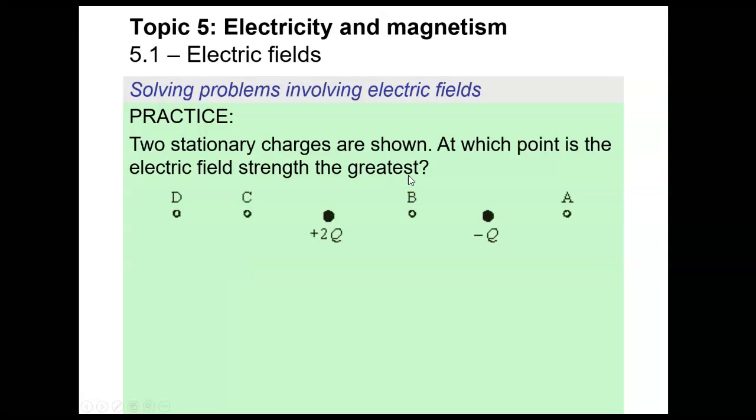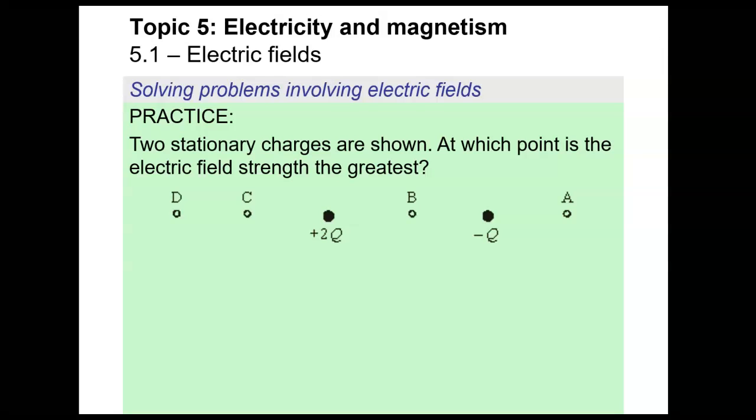This type of problem is a very common type of problem that you'll see on IB questions, where it doesn't necessarily require any calculations, but it requires you to understand the concept and the equation of kq over r squared for electric field strength. The IB loves to ask questions like this, especially on multiple choice questions. The question says 2 stationary charges are shown. At which point is the electric field strength the greatest?